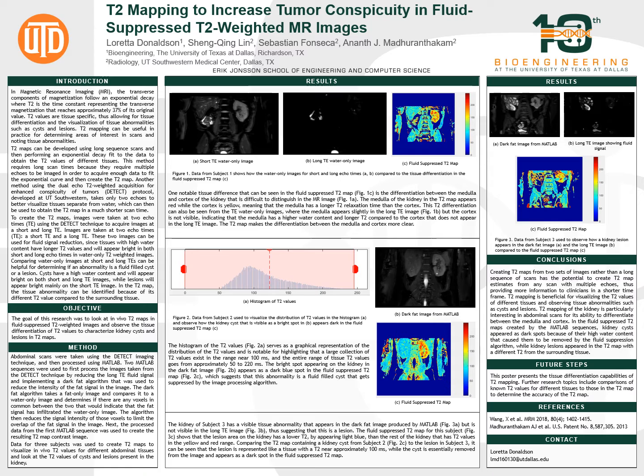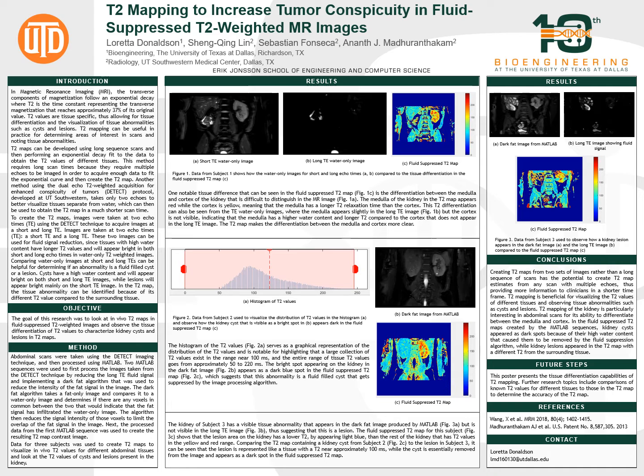I had data for 3 subjects, and my first objective was to look at the fluid-suppressed T2 map for subject 1 and note any interesting patterns in the T2 map. Figure 1 shows my results for this, and one notable pattern in the T2 map is the contrast difference between the medulla and the cortex of the kidney. Looking at the water-only image, it is difficult to differentiate between these sections, but it is very clear in the fluid-suppressed T2 map.